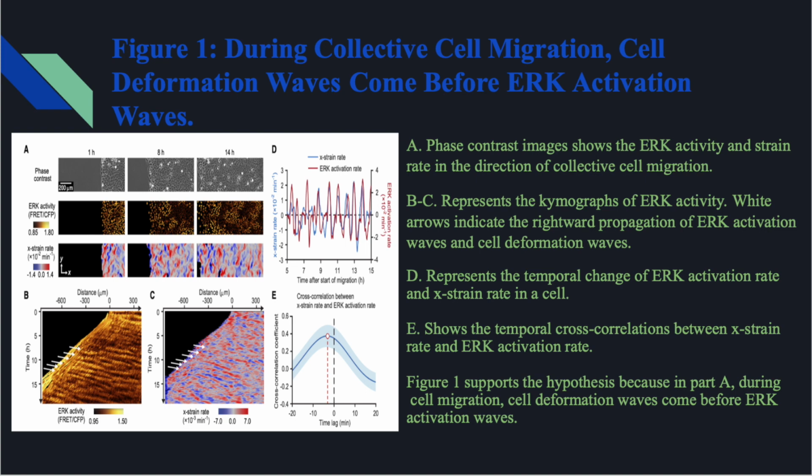Researchers then calculated ERK activation rate, the time derivative of ERK activity, and X strain rate to evaluate these findings. They noticed that the ERK activation rate and the X strain rate oscillated almost together with an approximately 90-minute period. Furthermore, based on Figure 1e, the temporal cross-correlation analysis revealed that the ERK activation rate lagged 3 minutes behind the X strain rate, indicating that the cell deformation waves precede the ERK activation waves. In other words, cells are first extended, followed by ERK activation, and then the cells start contracting.